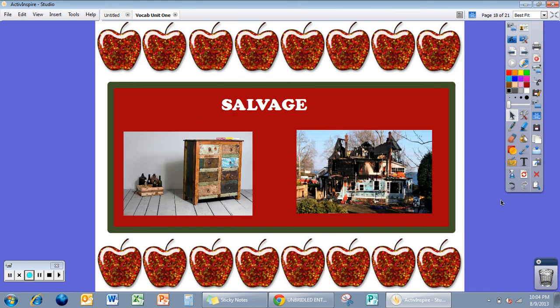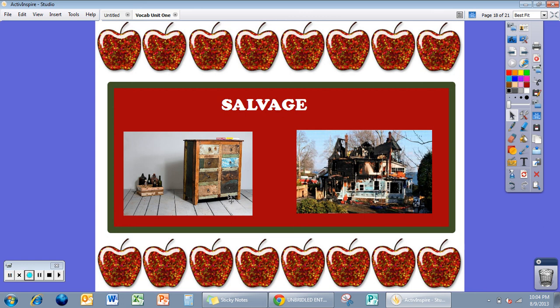All right, salvage. Two definitions of salvage. We have verb and noun. As a verb, it means to save from fire or shipwreck. And we're not talking about saving people. Salvage means that you are saving things. So over here on the left, I've got some things that somebody might have salvaged. You can see that they look old, they're a little damaged, and so they have saved those things from the fire or the shipwreck.